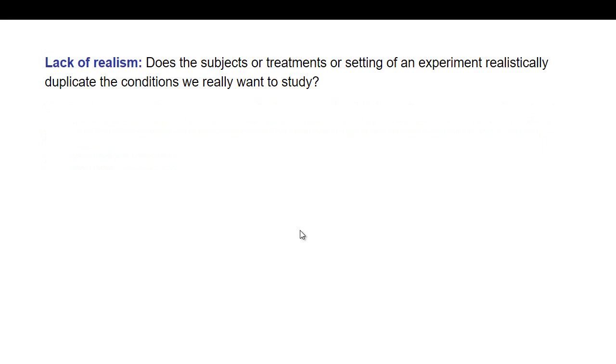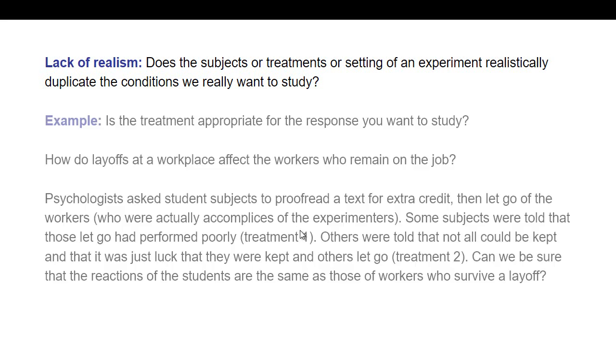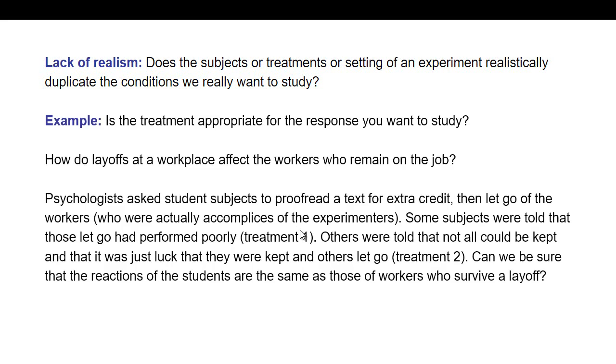When we are designing the experiment, we have to make sure we think about whether the subjects or treatments or the setting of an experiment realistically duplicate the conditions we really want to study. So let's look at an example.